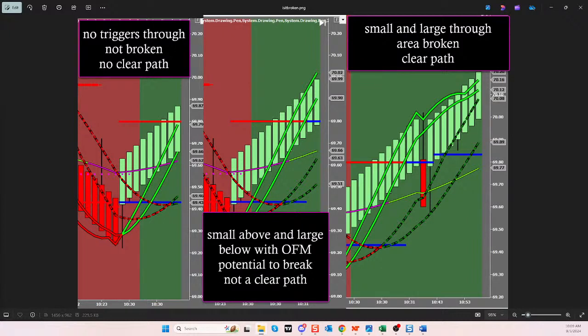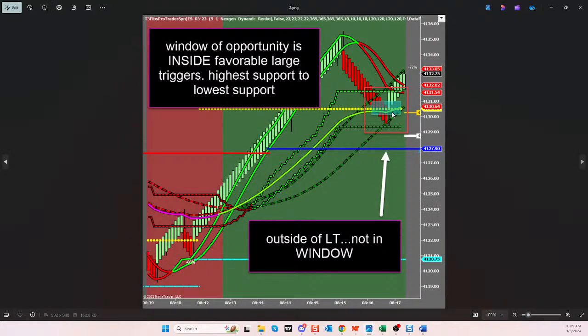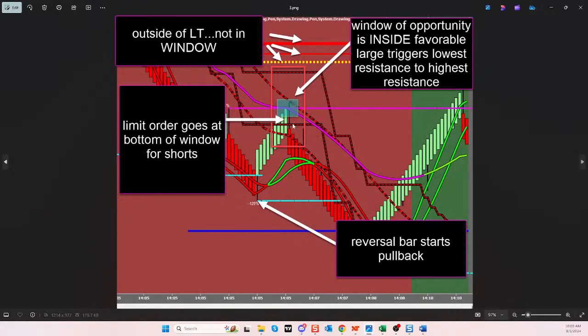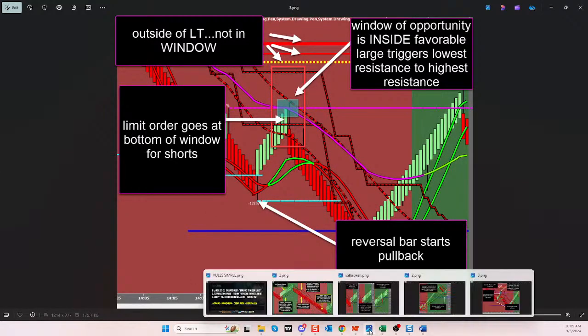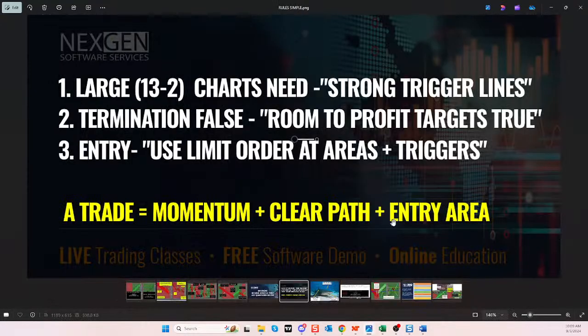And then guys, once you have momentum, once you've defined a clear path, well then you've just got to either find your entry for a long trade or you find your entry for a short trade. So it's nothing more than 3 advantages. That's what creates a trade.